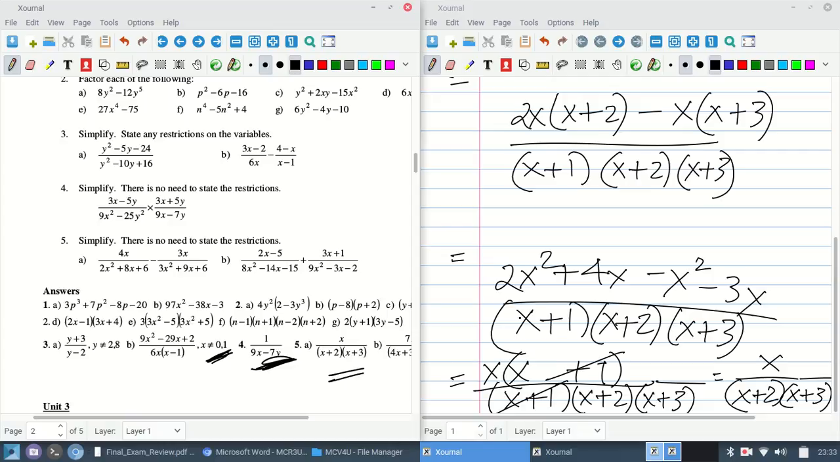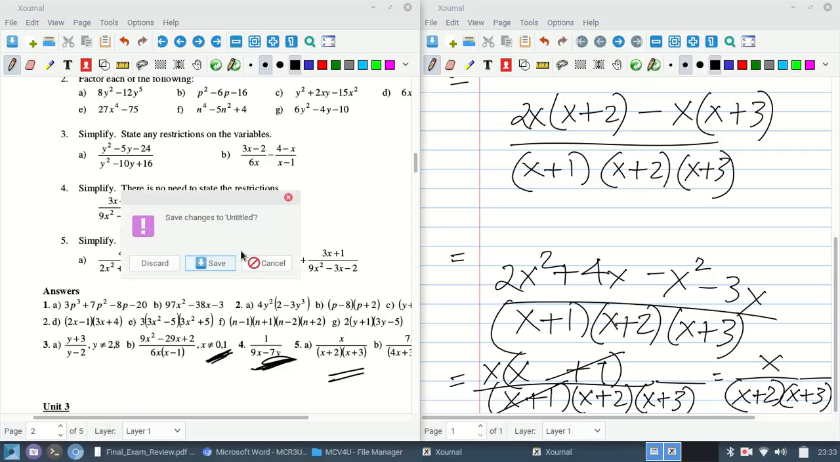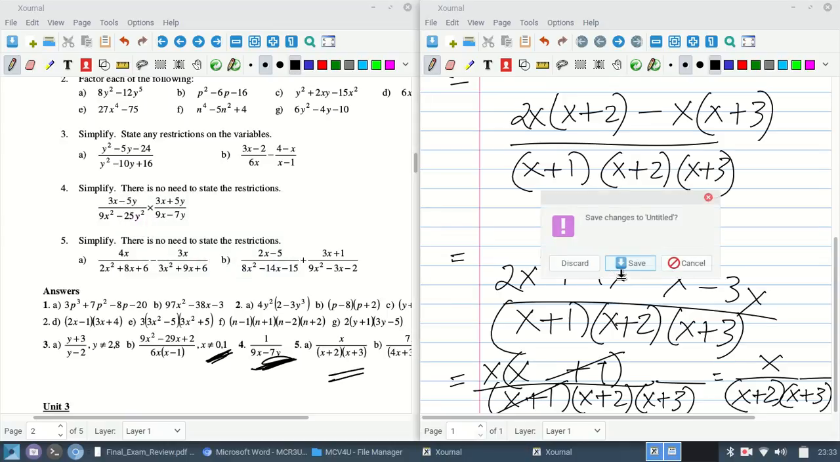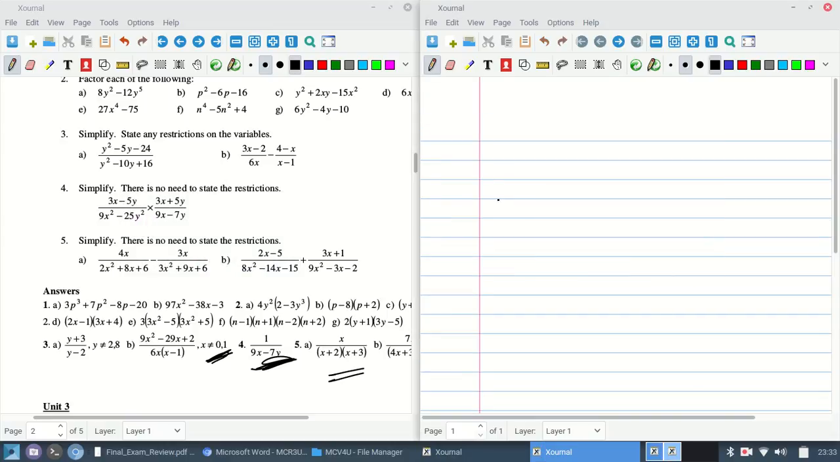for A. Oops, I don't want to close that. That would be a mistake. I want to close this one. Boom. All right. Next, so now I do part B, and then we're done for today.